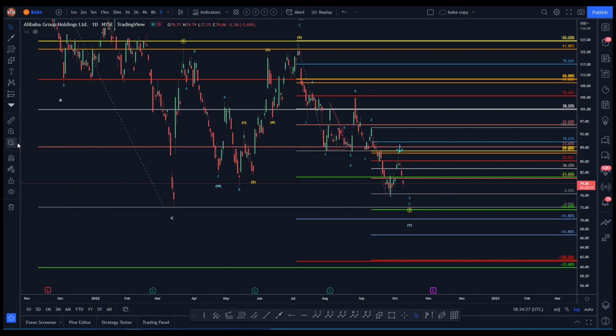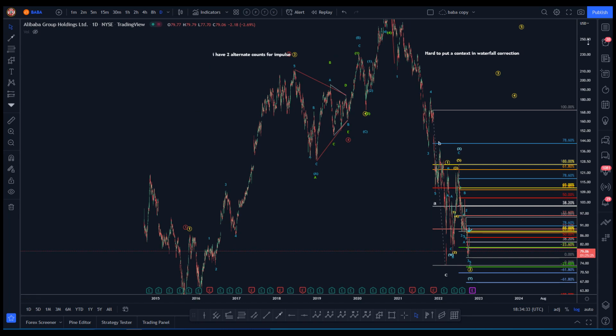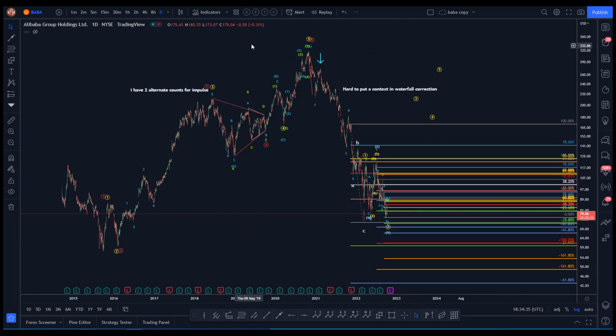All of that came from what just happened. How would you even know to be looking for it? We completed an impulse. Now that's quite a correction, but there were plenty of clues along the way. And once it starts, you trade it until it fails, until you get a major break.